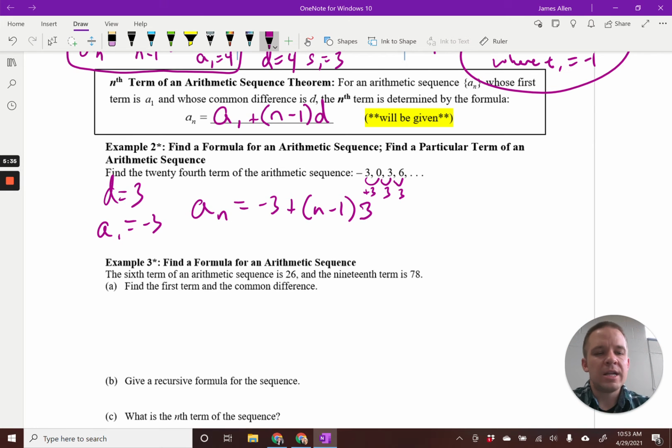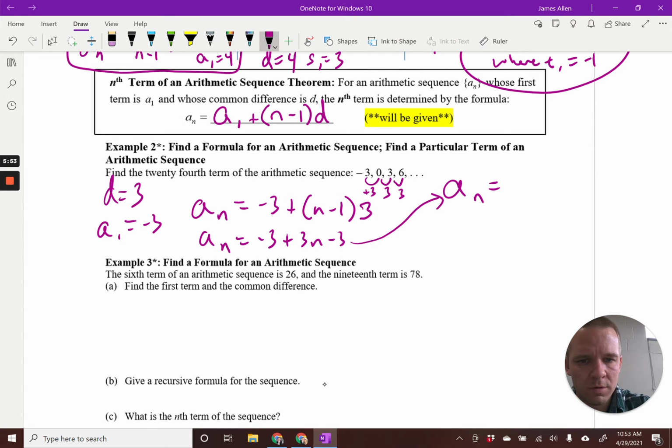Now we can simplify this all down, which I prefer to do because it's a little messy right now, right? I'd have -3 plus 3n minus 3. Let's combine some like terms. So my final will be a sub n equals 3n minus 6. Oh, it's real nice and clean, right?